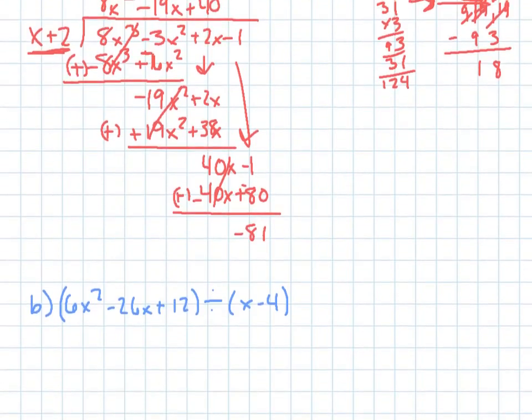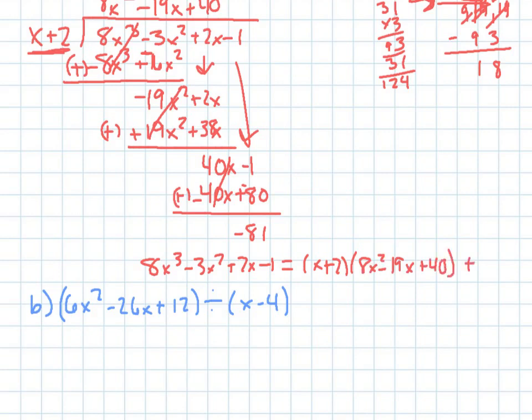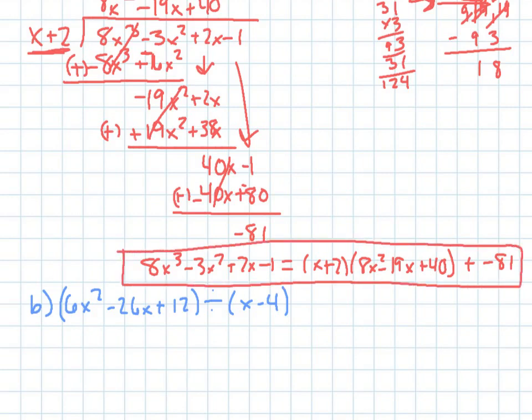So here, my answer would be 8x cubed minus 3x squared plus 2x minus 1 is equal to your divisor, x plus 2, times your quotient, 8x squared minus 19x plus 40, plus negative 81. And so then that would be your answer. Okay? If they want this answer, they'll ask you to put it in division algorithm form, and that's what that's supposed to look like. Okay?